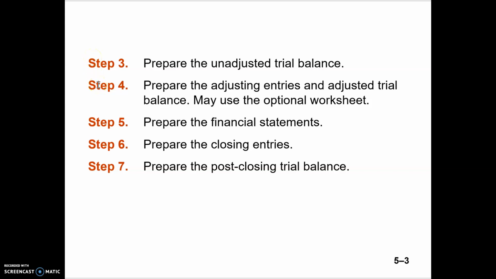Step 4, we prepare the adjusting entries and the adjusted trial balance. So this was covered in Chapter 3. We didn't get into the optional worksheet. That was done more prevalently when people were doing this all by hand. Now that it's computerized, the worksheet isn't necessary. And so we're picking up after step 4, right?